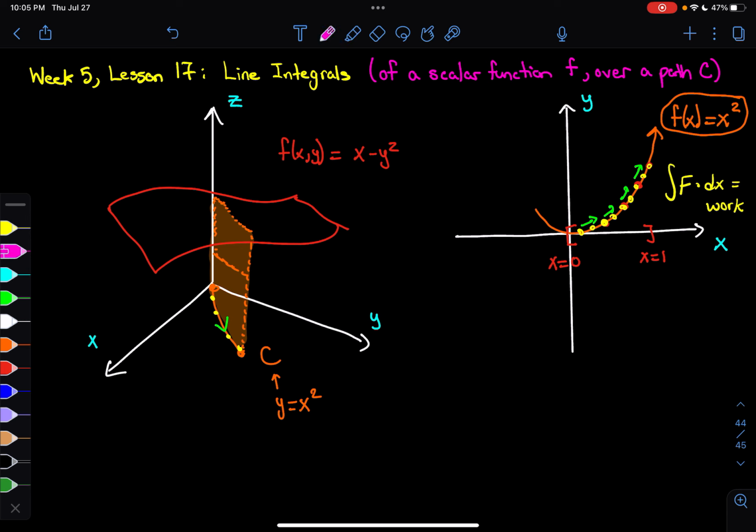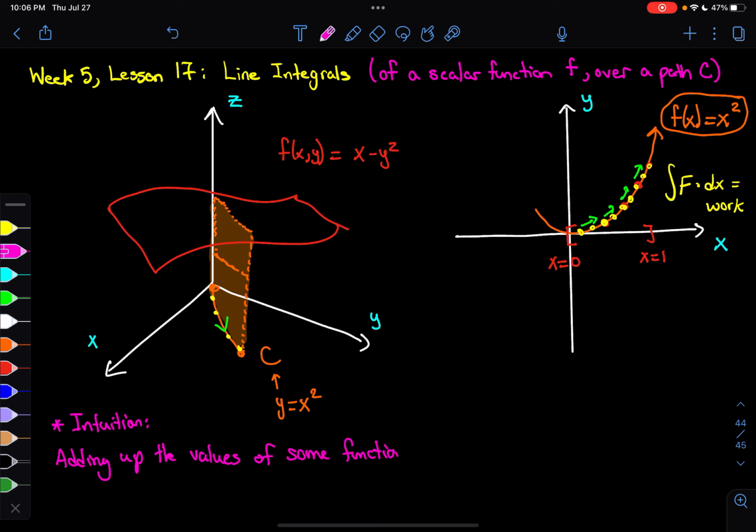Okay, so the intuition is that we are adding up the values of some function, but instead of doing it over a region or an area or over a volume of something, we're going to add up the values of some function over a very infinitely thin curve, or we're just going to say over a curve or path. And we're going to call this path C. Okay, and so that's what it looks like. That is the idea behind a line integral.